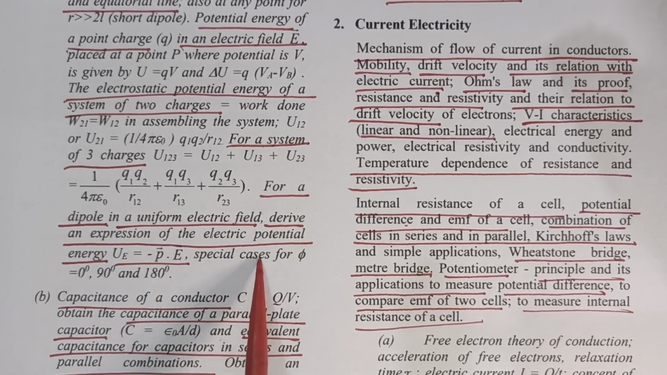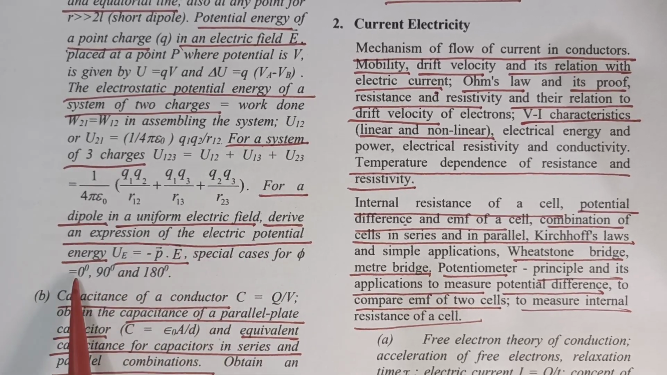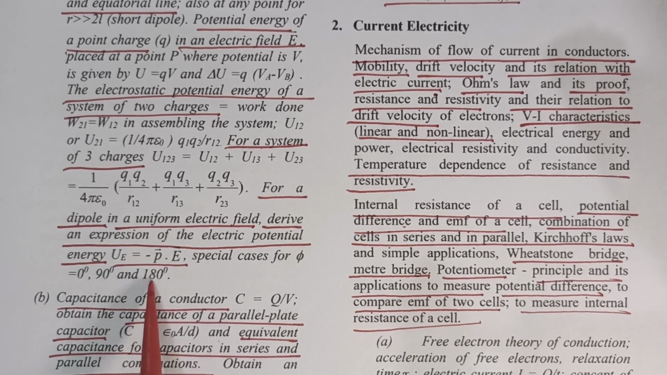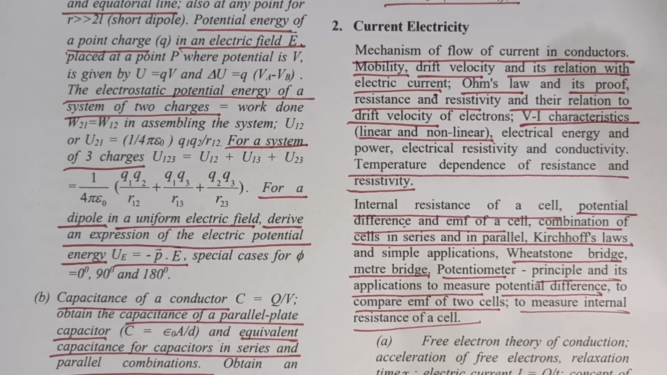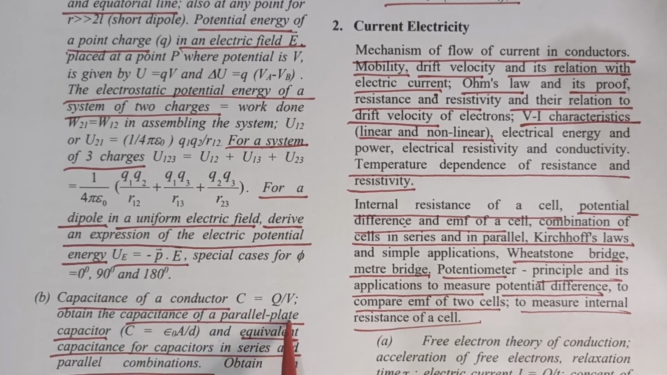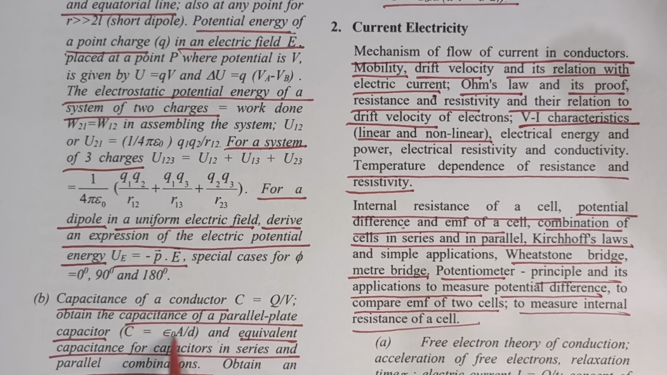And then potential energy when the dipole is placed at 0 degree from the electric field, at 90 degree, and at 180 degree. Then the topic comes: capacitance. You need to know what capacitance is. Then what is the capacitance of a parallel plate capacitor, and the derivation of this expression.